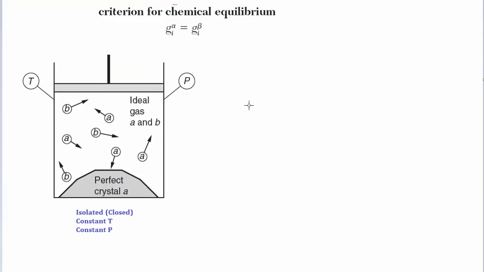Okay, so let's examine one more system to see if we could understand really what's happening here. So, say you have an isolated system, once again, at constant temperature and constant pressure, and you have a solid form of A and a gaseous form of A, and some gaseous B here that's not participating at all in what's happening. Really, you're interested in the phase equilibrium between this solid A and this vapor A.